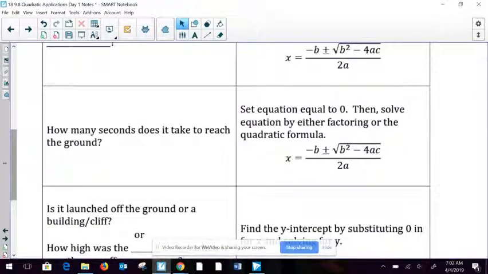How many seconds does it take to reach the ground? Well, that one's easy because the equation is set to 0 then, because the ground is at 0 feet. And again, you use the quad formula.